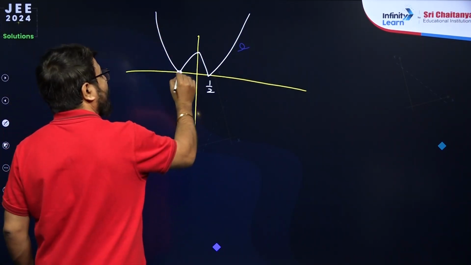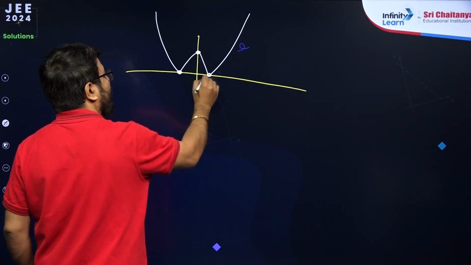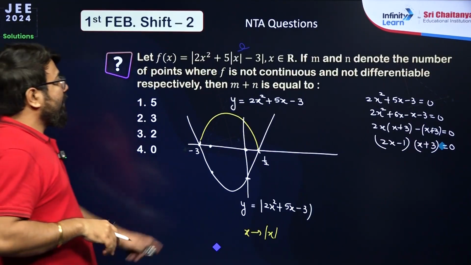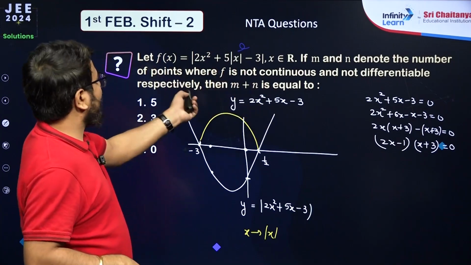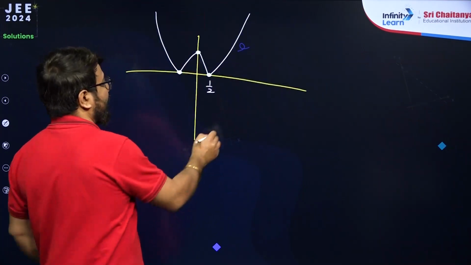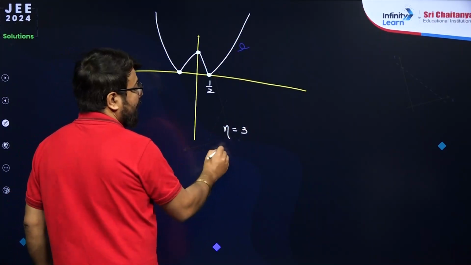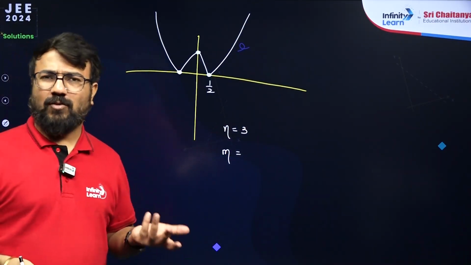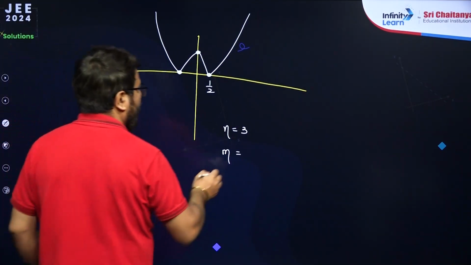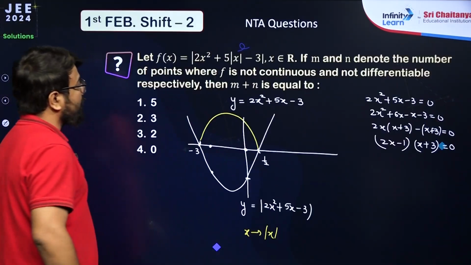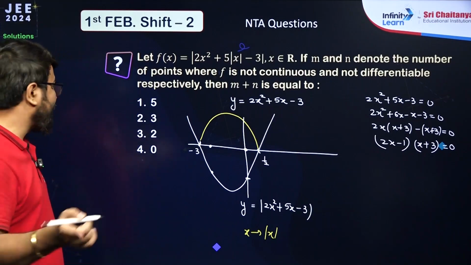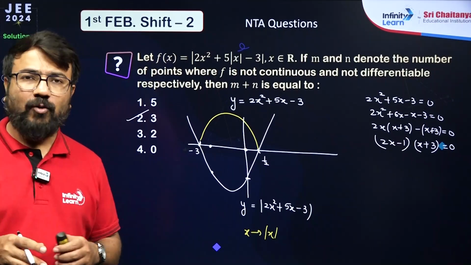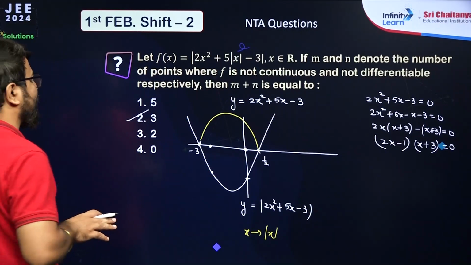So there are 3 points where there is a sharp corner. These are the 3 points of non-differentiability. So n denotes the number of points where the function is non-differentiable, so n will be 3. And m denotes the points where the function is discontinuous. This function is continuous every time. There is no discontinuity in it. So m is 0. According to me, m + n will be 3. So the second option, option B, will be the final answer. I hope you understood this problem, how we got the B response.